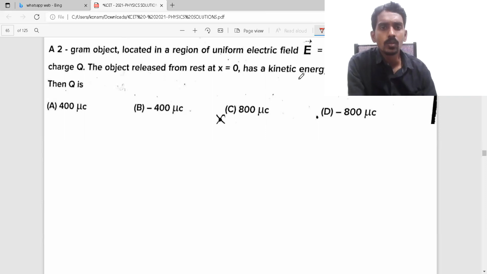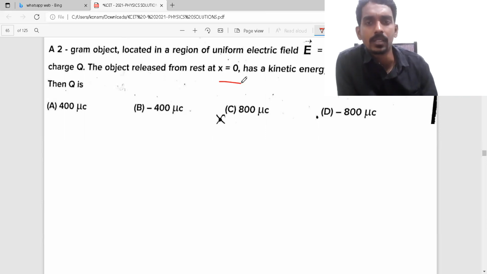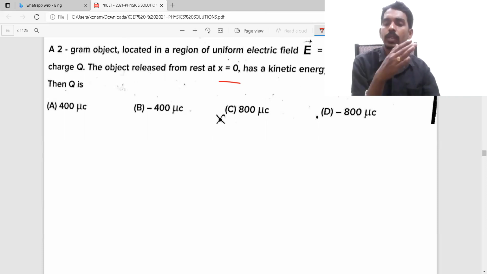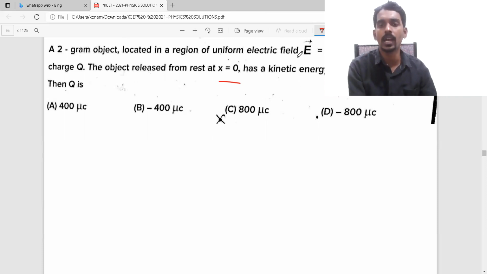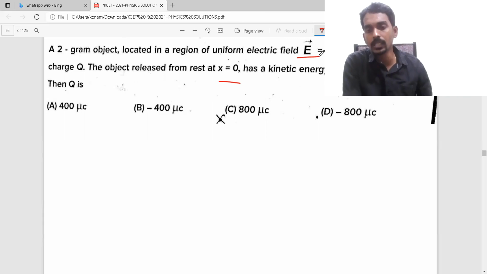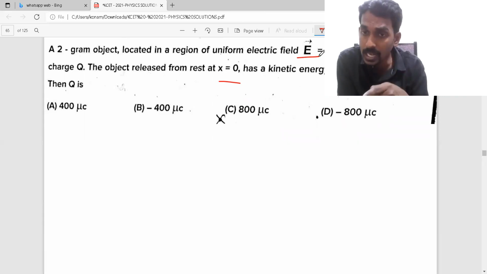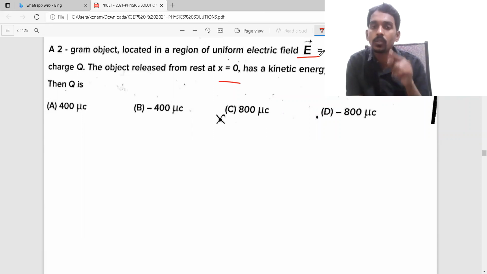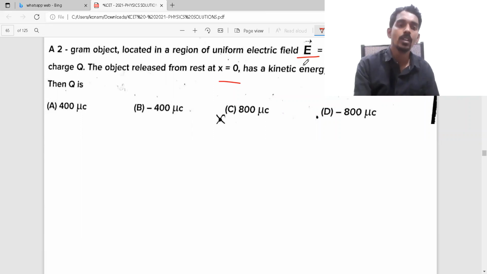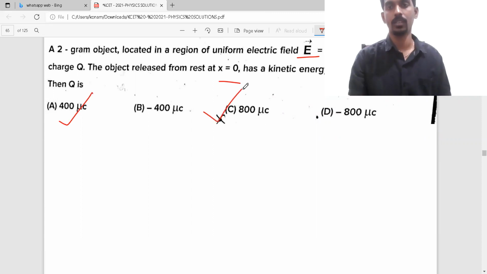Now here x equal to 0, released from rest. Now after some time it is at x equal to 0.5, which means it is moving along the positive direction, along the direction of the electric field. So the charge is moving along the direction of the electric field, which means you can conclude that it is positive. So either option A or option C, you can decide that first.